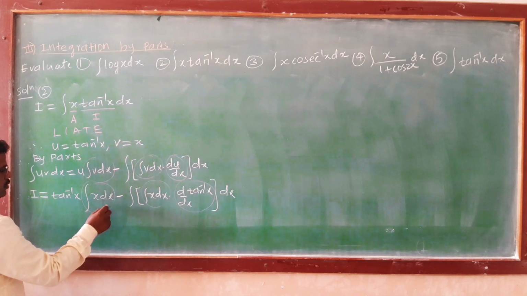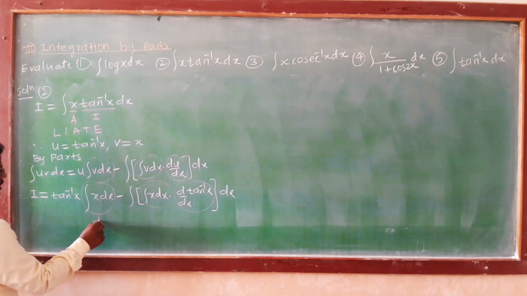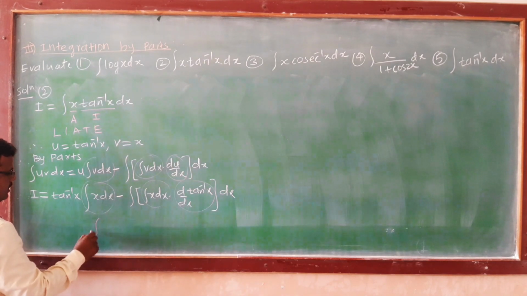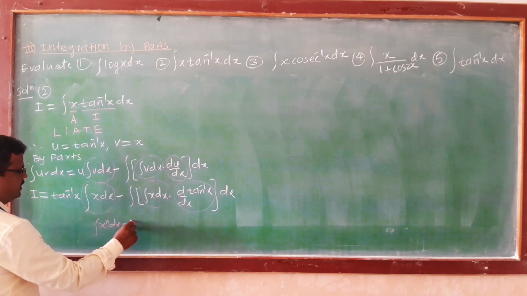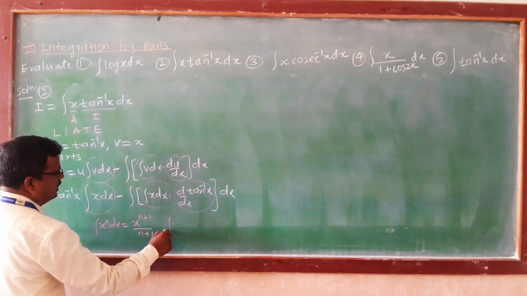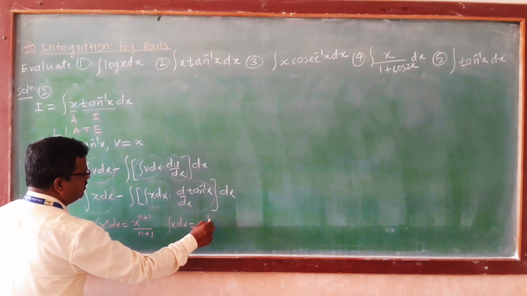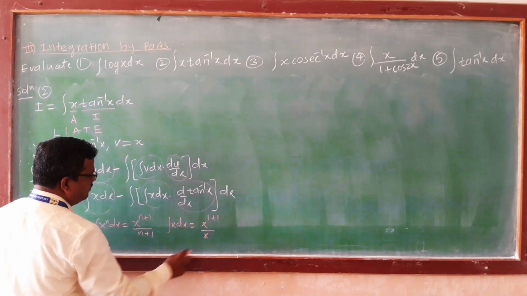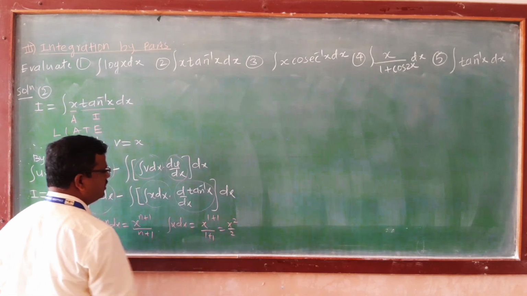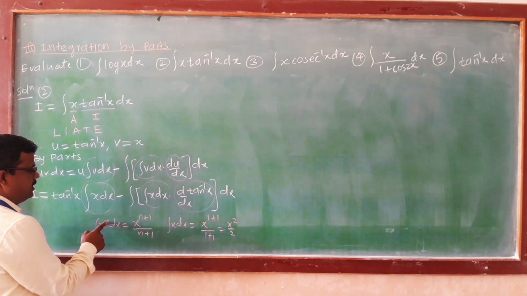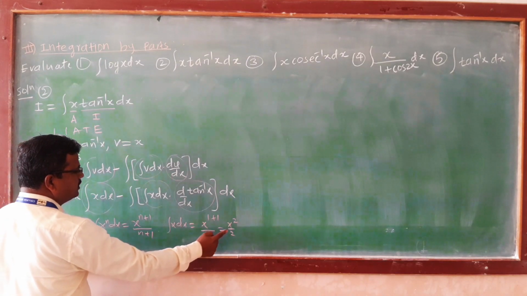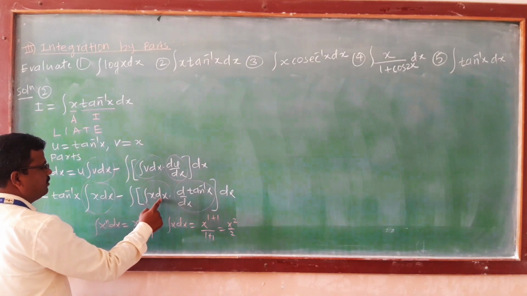Now, use here the power function, that means integration of x raised to n dx is x raised to n plus 1 upon n plus 1. So, therefore, integration of x dx is equal to x raised to 1 plus 1 upon 1 plus 1, which is x square upon 2. See, this is the integration of x raised to n. Here the value of n is 1. So put n as 1, plus 1 upon 1 plus 1, x square upon 2 means integration of x dx.